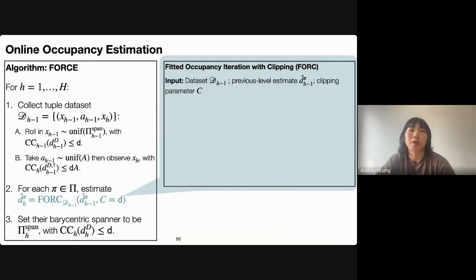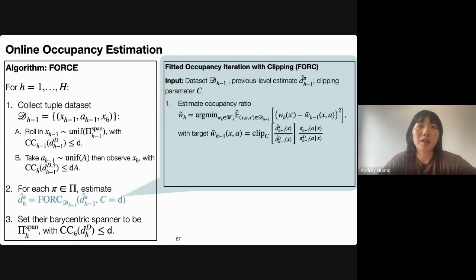Before moving on to the analysis, I want to quickly introduce the finite sample version of the algorithm called FORK, or fitted occupancy iteration with clipping. So the function call is shown on the left in green, but it takes an input dataset D_{h-1}, the previous level estimate d hat_{h-1}^π, and this clipping parameter c. And it first estimates the occupancy ratio by minimizing the empirical squared loss with the regression target w tilde. That clips the ratio of d hat_{h-1}^π over an estimate of the data distribution d hat_{D,h-1} and multiplies it by the policy ratio.